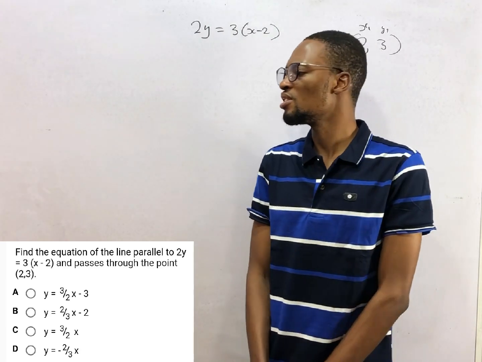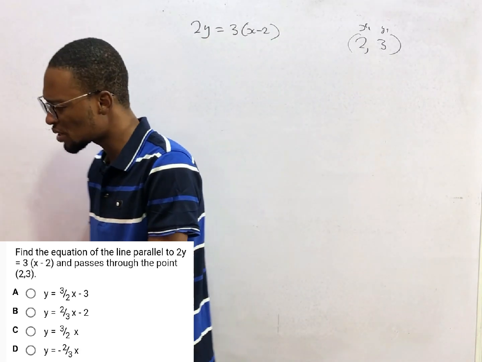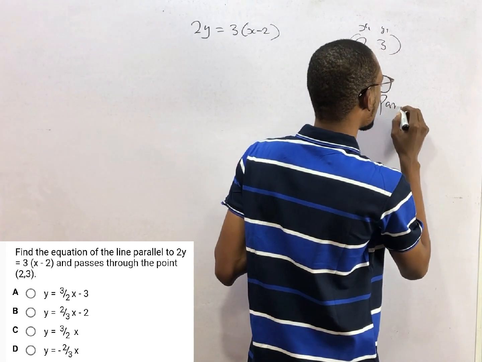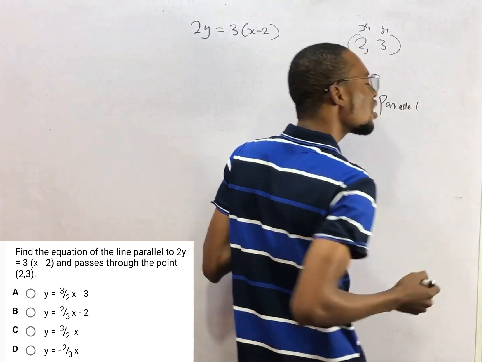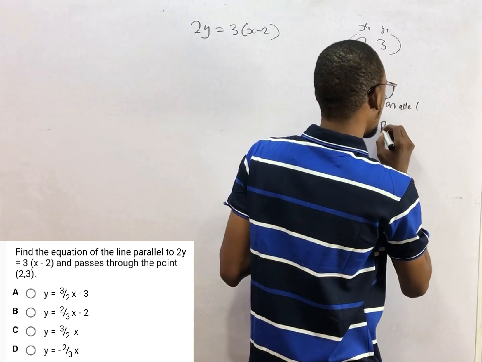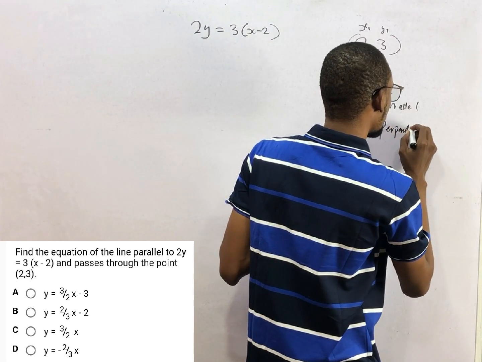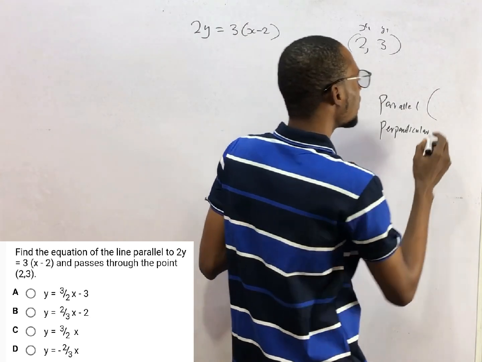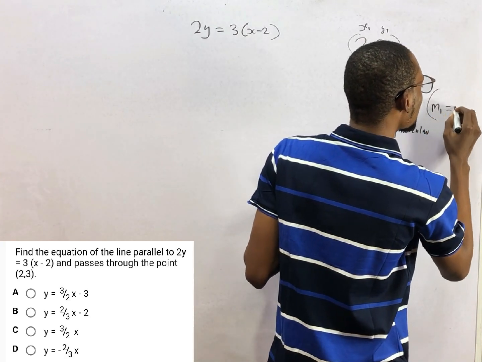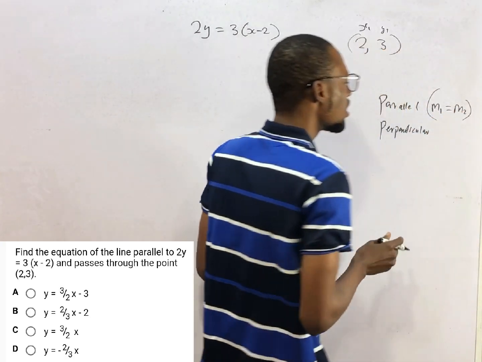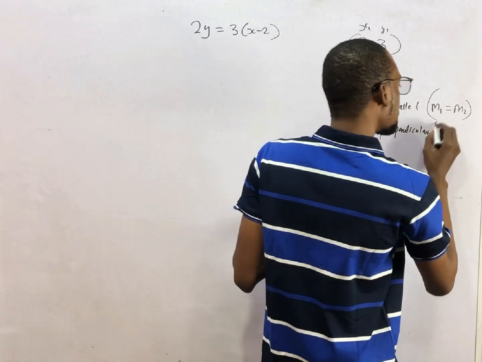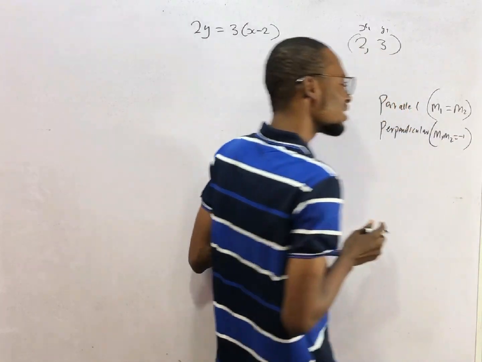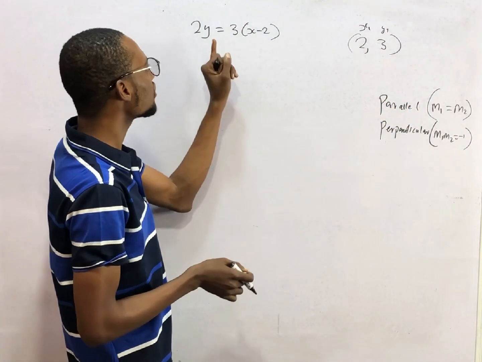In coordinate geometry, anytime you are asked to look for the equation of line, you may be asked to look for the equation of line parallel or the equation of line perpendicular. For parallel lines, the gradient of the first line is the same thing as the gradient of the second line. For perpendicular lines, the product of the gradients m1, m2 is equals minus 1. That is it.